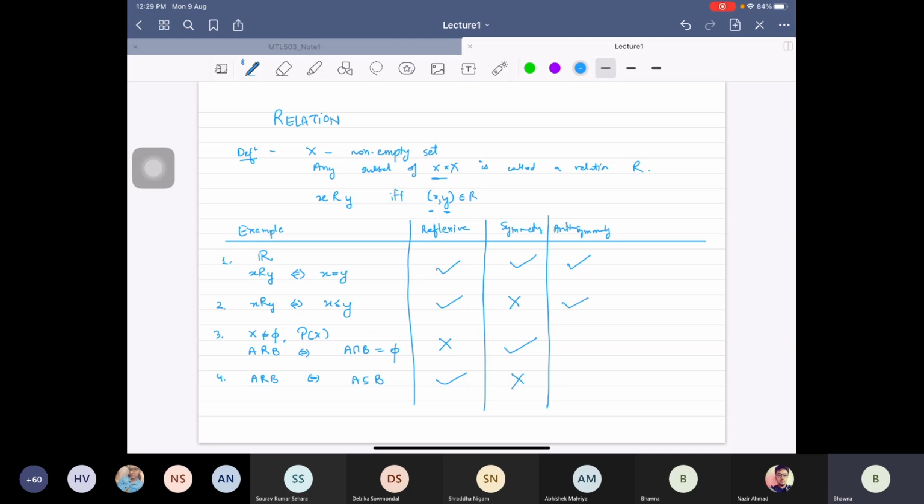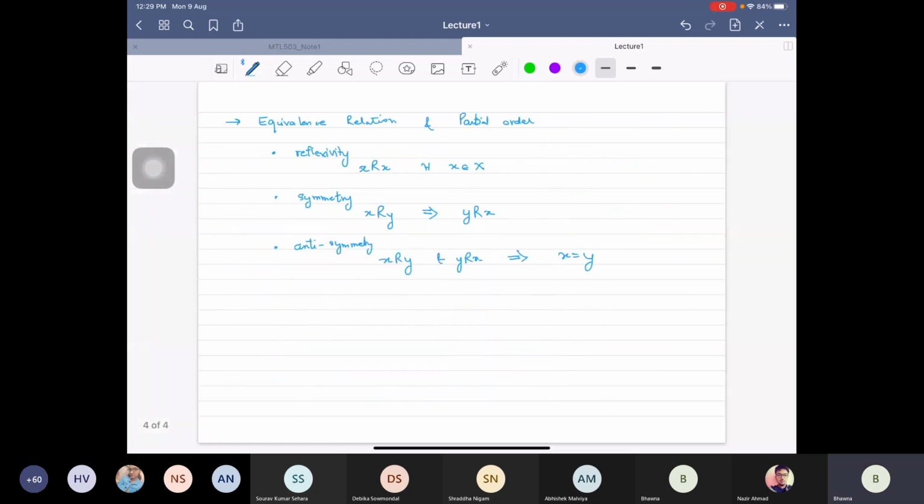Number three, antisymmetric or not? No. Very good. And number four is also antisymmetric. So very good.